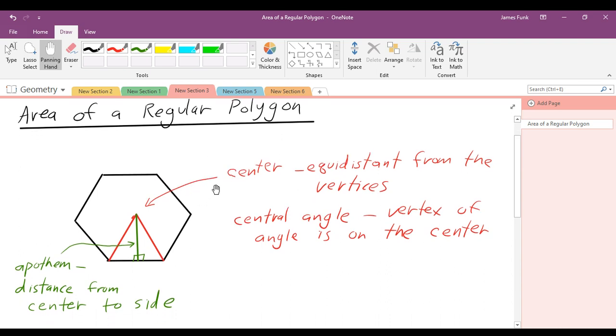So we can talk about some terminology related to regular polygons. First of all, a regular polygon has a center, just like a circle does. The center is equidistant from the vertices. So these points are obviously the vertices.